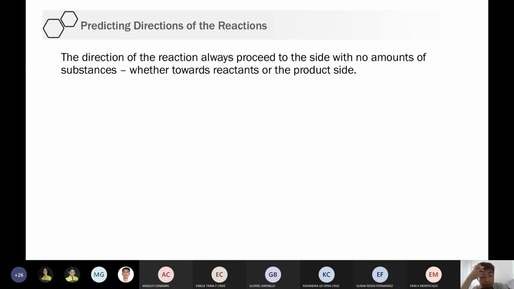Last part na tayo ng lesson natin for today. Daming sinasolve agad, no? Ganun talaga. No choice tayo. Okay. Predicting the direction of the reaction. So you can actually use the concentrations and the equilibrium constant expression to determine whether the reaction will go to the product side or to the reactant side, no?